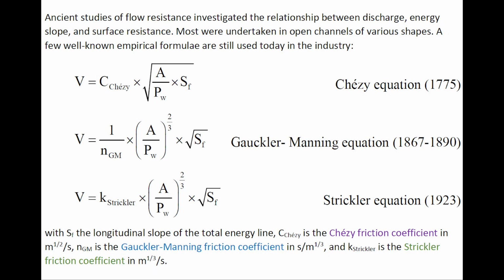Ancient and old studies of flow resistance investigated the relationship between discharge, energy slope, and surface resistance. Most were undertaken in open channels of various shapes, and a few empirical formulas are still used today in the industry: the Chézy equation, the Gauckler-Manning equation, and the Strickler equation, in which SF is the longitudinal slope of the total energy line.